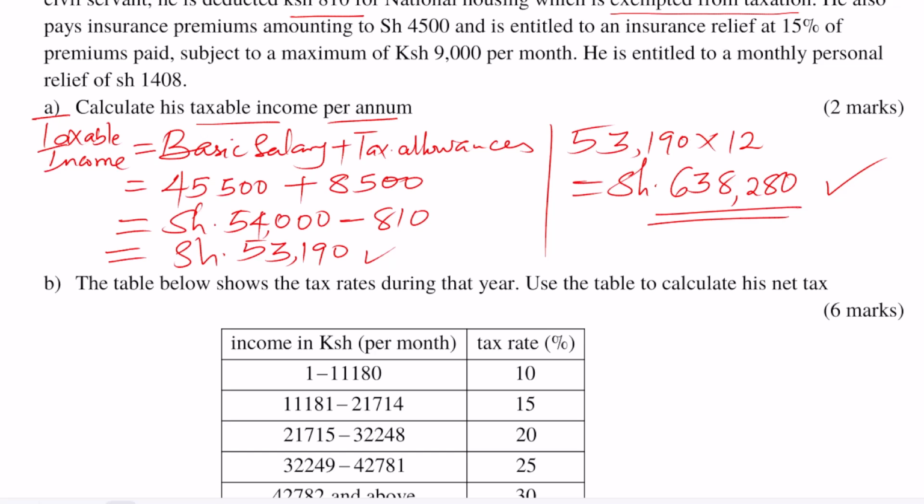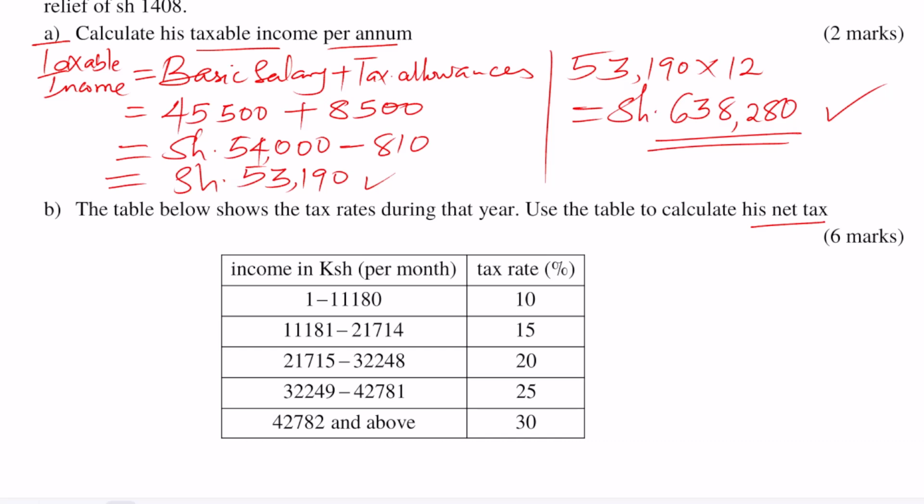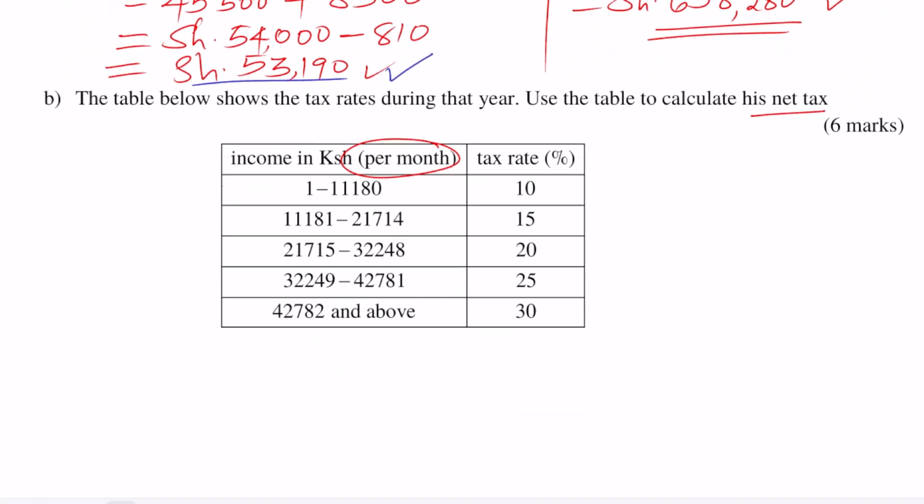Part B, the table below shows the tax rates during that year. Use the table to calculate his net tax. The table is given with the income per month, and therefore we shall use the taxable income that is given per month, that is 53,190. This is what you're going to use because the income in that table is given per month. We're going to tax this amount, 53,190, using this table.